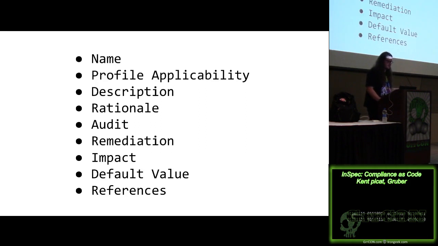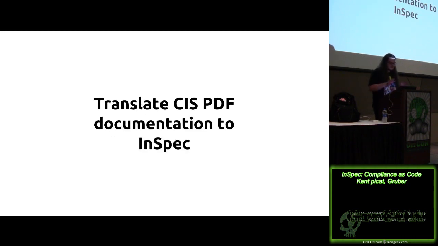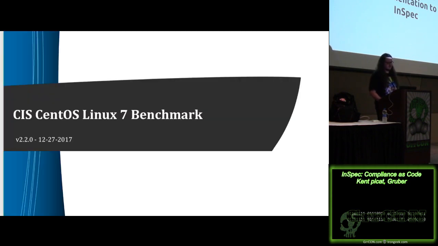Then we're going to go over one. If you don't know what the CIS benchmarks are, it's basically a bunch of rules, and then they have a name, the profile applicability, description, all these different fields. And you scroll down this 100 pages, whatever, PDF, and you go through it, and you can see if you're in compliance. And some of them are scored and not scored, whatever. So let's translate a CIS PDF documentation into an InSpec profile. Just a small example, a small part of it.